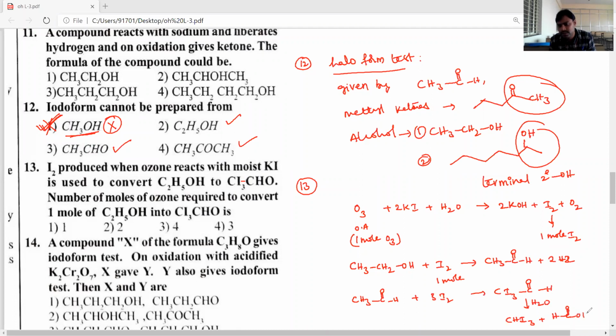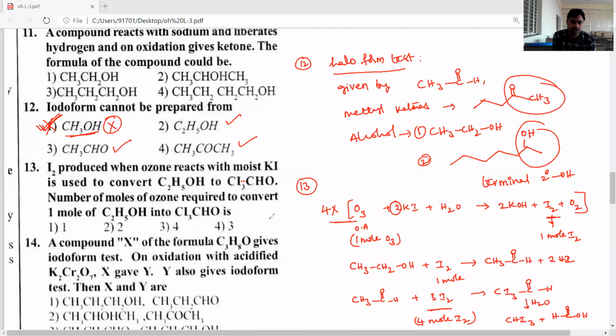Okay, students. Now here, how many moles in total? 4 moles of iodine, 4 moles of I2. If 4 moles of I2 are formed, here 1 mole only, so you must multiply the above equation by 4. It means 4 moles of ozone produce 4 moles of I2 when reacted with 8 moles of KI, 8 moles of potassium iodide. Here they asked with respect to ozone only.